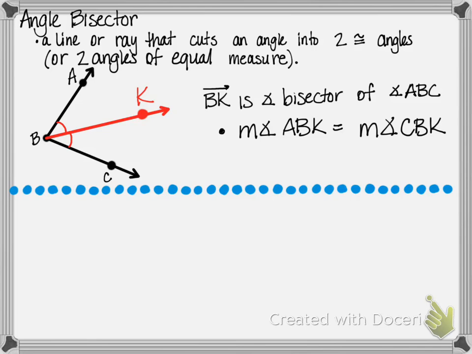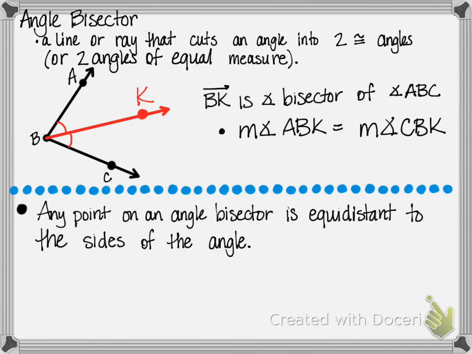Now what can we do with this concept that we've already had? We're going to talk about some point being on the angle bisector. And we find that any point on the angle bisector is equidistant to the sides of the angle. Well, what do we mean by a point being equidistant to the sides? We're talking about the perpendicular distance. Whenever we want the distance from a point to a line or a segment, we want the perpendicular distance.